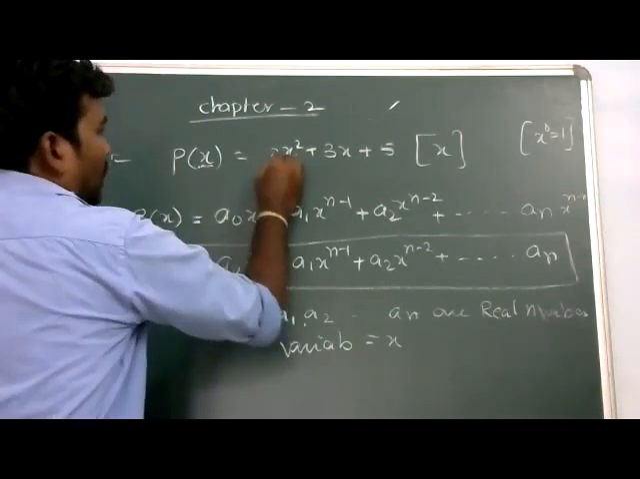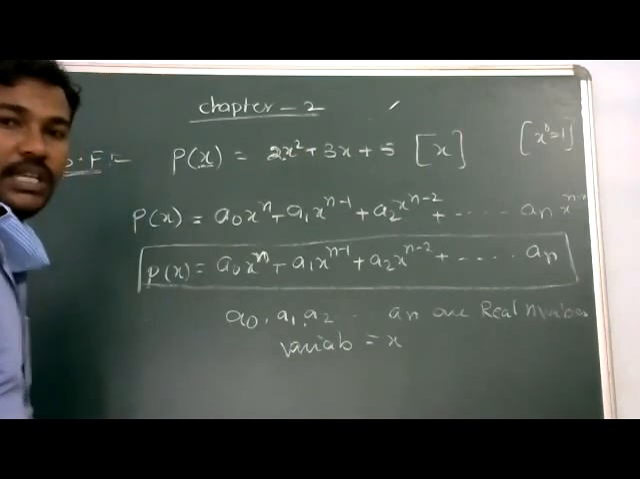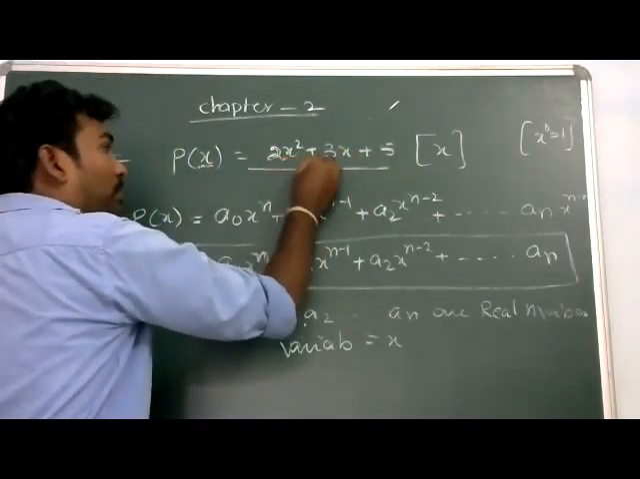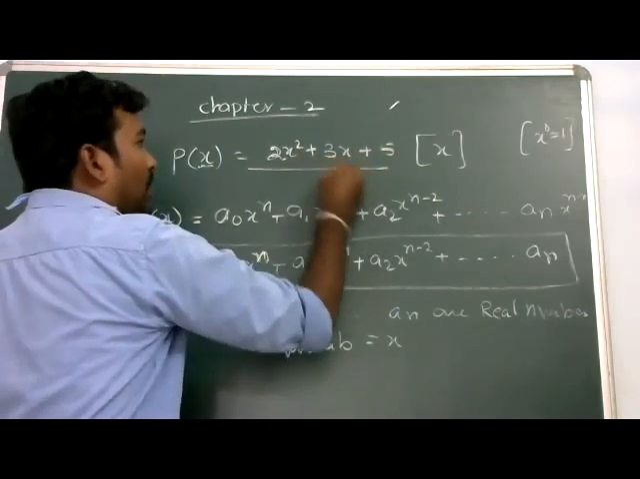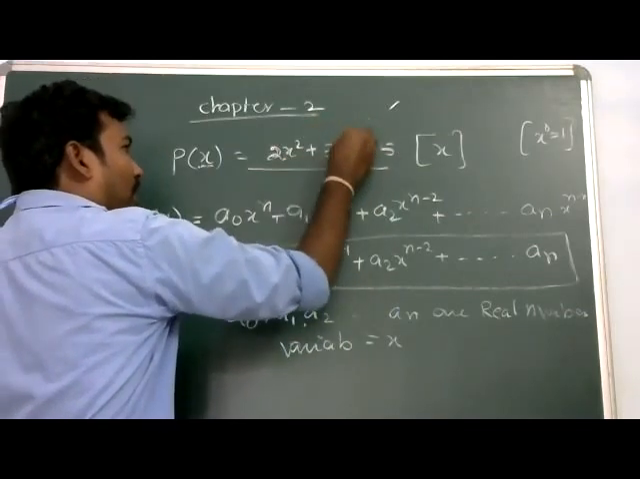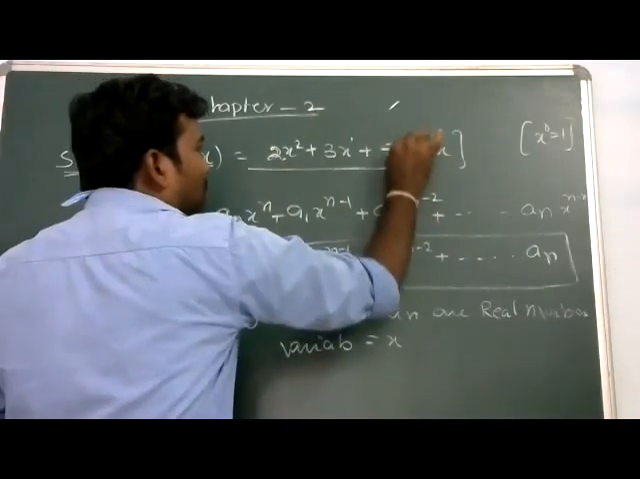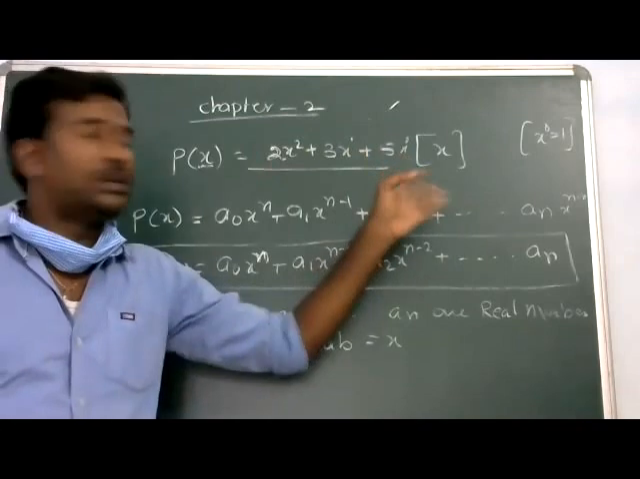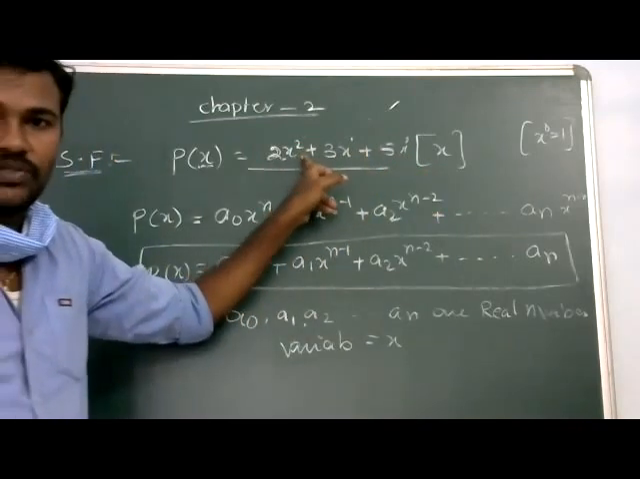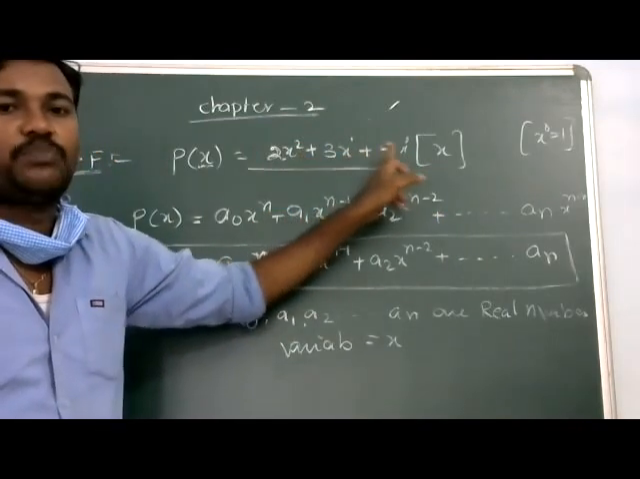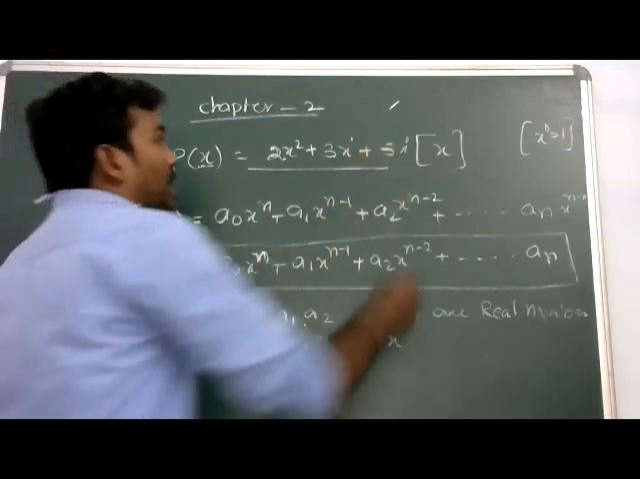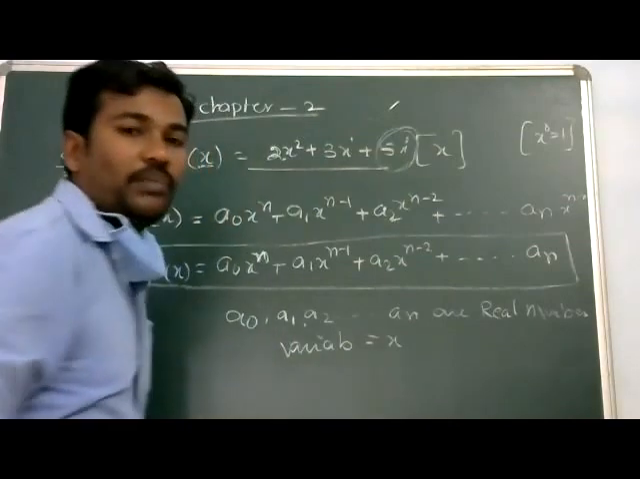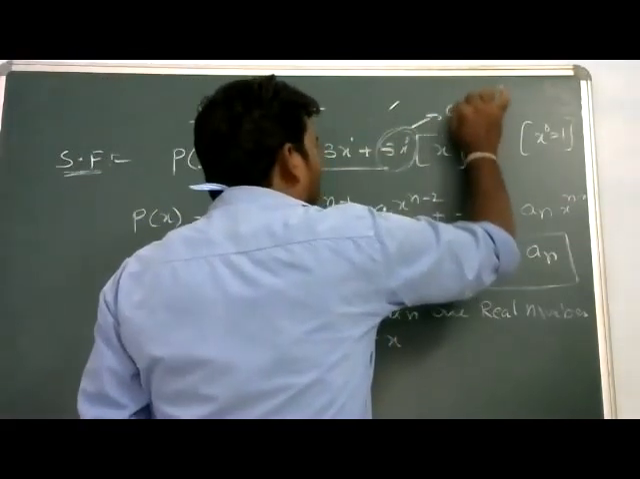Here you can see an example: 2x square plus 3x plus 5. Here the degree is 2, here the degree is 1, and here the degree is 0. Now this must follow any one order, ascending or descending. Here the degrees are x square, x power 1 and x power 0. So finally, if the degree of the polynomial is 0, then this polynomial is called a constant polynomial.